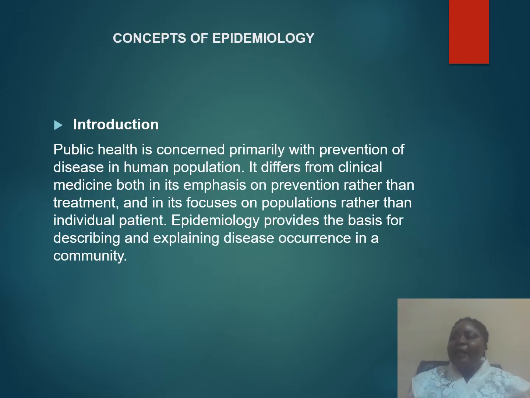Introduction. Public health is concerned primarily with prevention of disease in human populations. It differs from clinical medicine both in its emphasis on prevention rather than cure and treatment. So it focuses more on populations rather than individual patients. Epidemiology provides the basis for describing and explaining disease occurrence in a community.